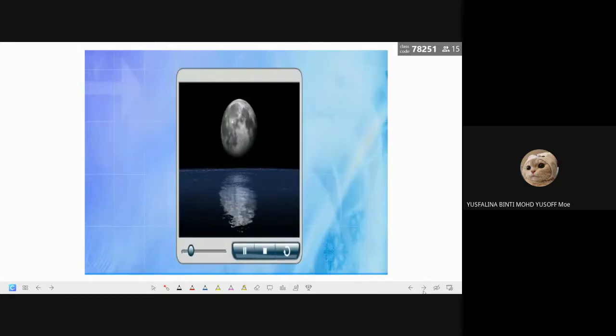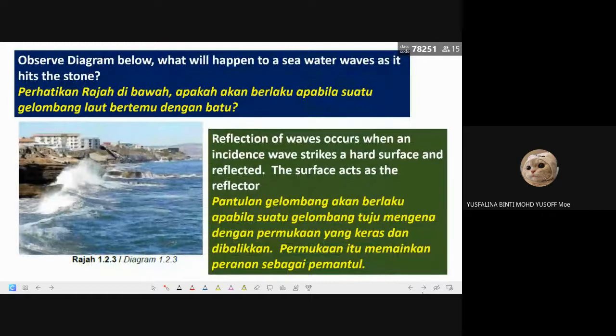What can you see at the surface of the water? Okay, so observe the diagram below. What will happen to seawater wave as it hits the stone? Okay, so you can see the seawater will be reflected back, right? So the reflection of wave occurs when an incident wave strikes a hard surface and is reflected. So the surface acts as a reflector, right? So let's say there is a water wave, and then it strikes any hard surface, then it will be reflected back. So the hard surface we call it a reflector.